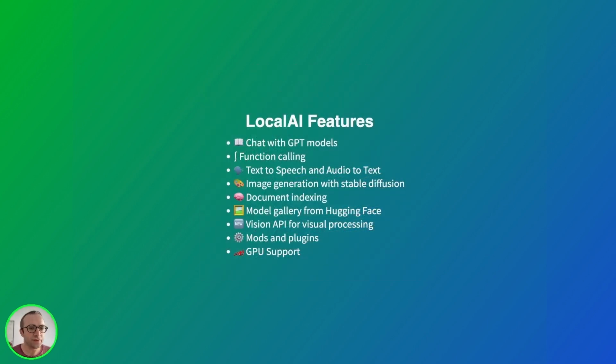It has a lot of features. You can use it as a chat model. You can even use function calling that lets you integrate with other parts of your system. You have text-to-speech and audio-to-text. You can do image generation. You can index documents. There's a model gallery you can pull from Hugging Face, which is the largest repository for open source models, so you have a lot of choices. Also, you have a Vision API, and there's a whole ecosystem of mods and plugins. If you have a GPU, you can accelerate your model with it, but you can even run these models without a GPU, on just a CPU.